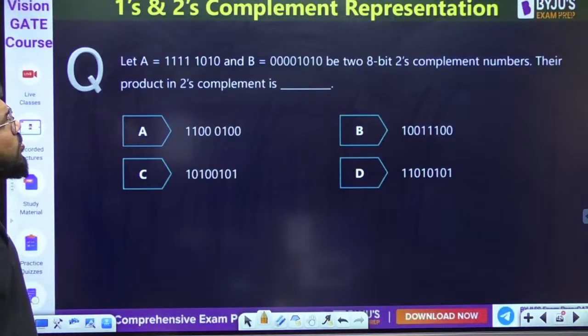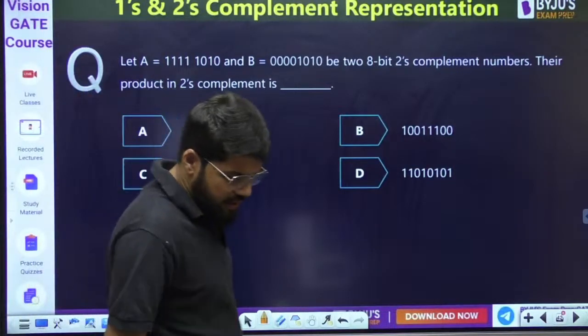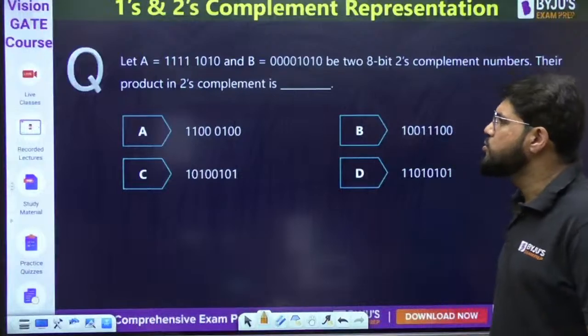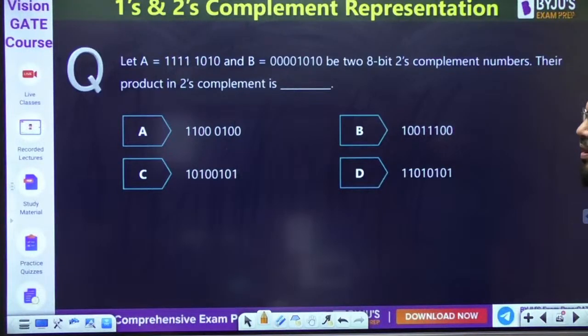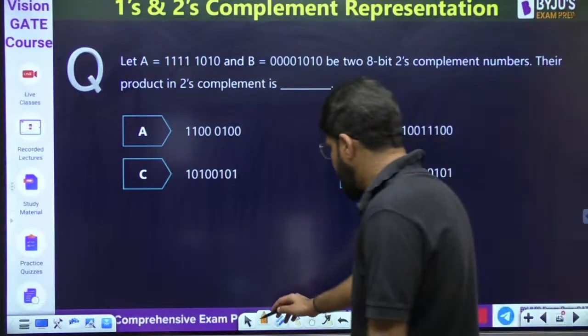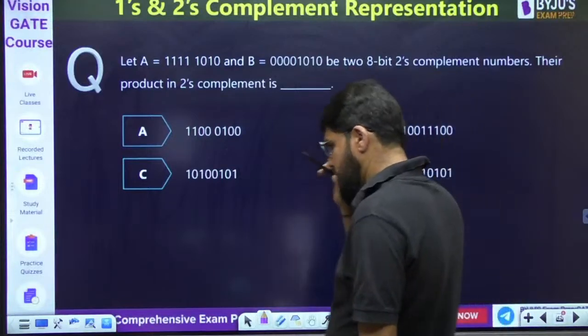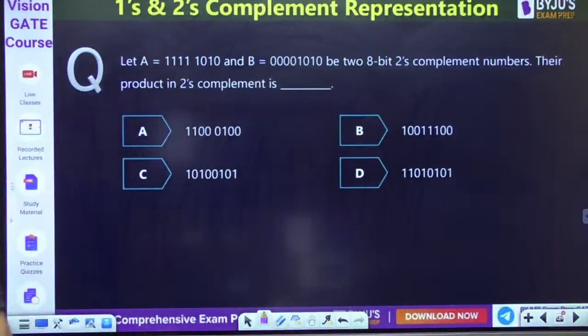Let A and B be two 8-bit 2's complement numbers. What is their product in 2's complement? Look, one method is direct multiplication.